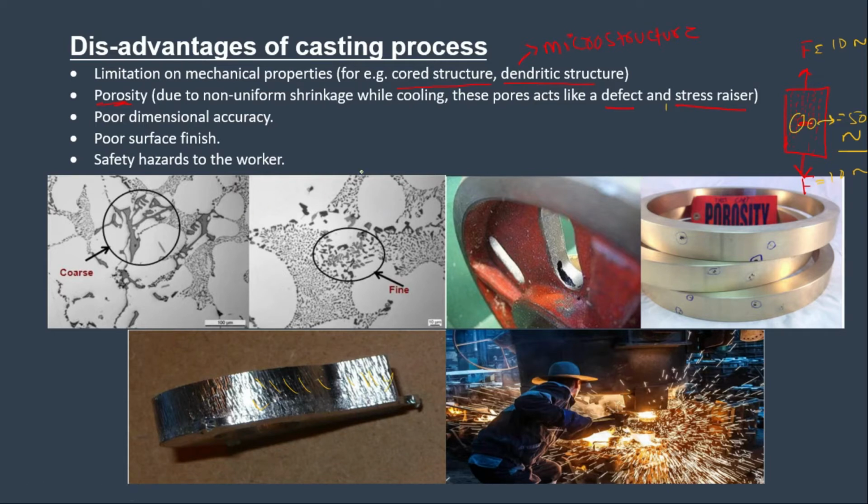And then there's one of the common ones, the safety hazard, because we are dealing with a molten material which might be at 700 degrees centigrade or 1200 or 1500 degrees centigrade. So there is obviously a safety hazard to the worker, to the foundryman.